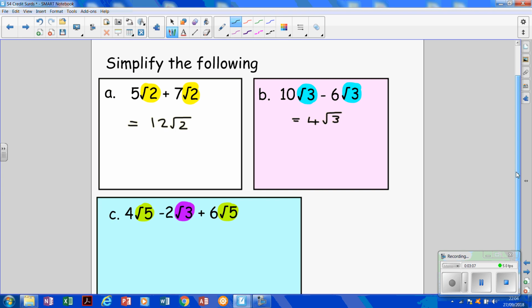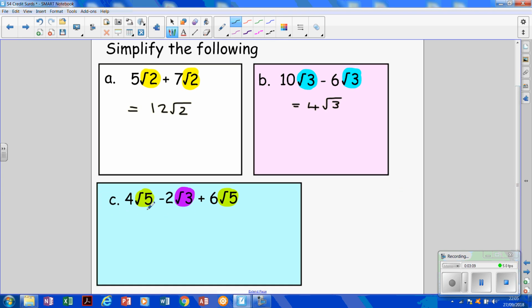Now, the one down here at the bottom, I've highlighted the roots in different colours. Root 5's I've highlighted in yellow, and this root 3 I've highlighted in a dark pink. Now, there are 2 terms that have got root 5, so we can simplify them, we can gather them together, but there's no other root 3's, so that just stays as it is. So we've got 4 root 5's, and I want to add on 6 root 5's. That gives me 10 root 5's, and the root 3's, there's nothing else to add on to it, so I just write down minus 2 root 3.